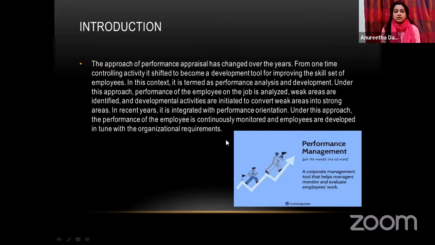In recent years, it is integrated with performance orientation. Under this approach, the performance of the employees is continuously monitored and the employees are developed in tune with the organizational requirements. So as I have read, I think it is very simple. It's similar to what we learned in the last class on the different rating systems and methods that we have to understand the employee's continuous growth and what the requirements are, and whether his growth matches the organizational goals as well.